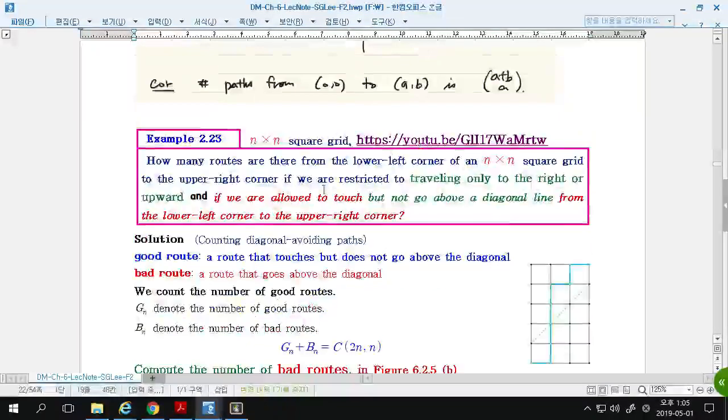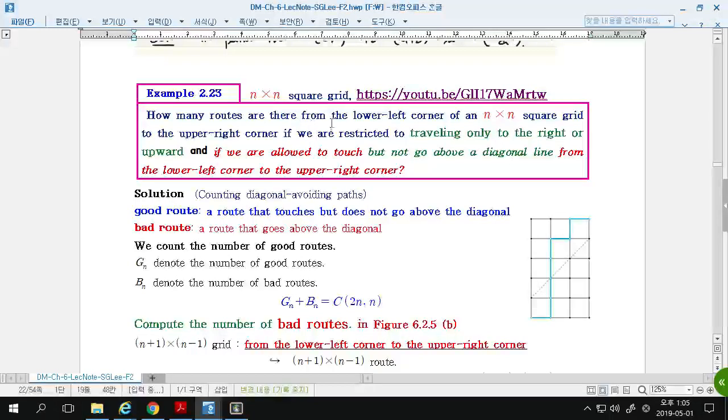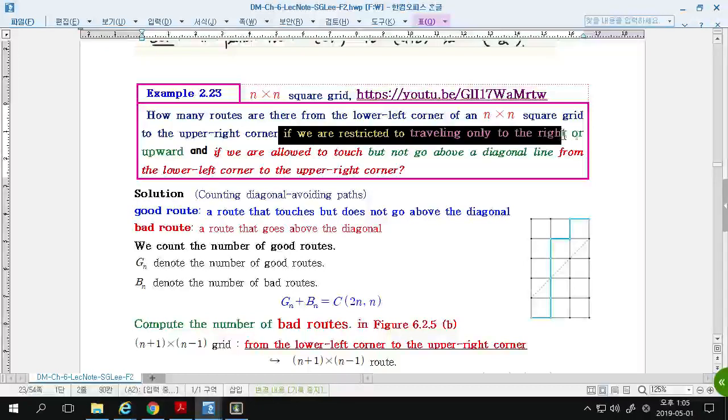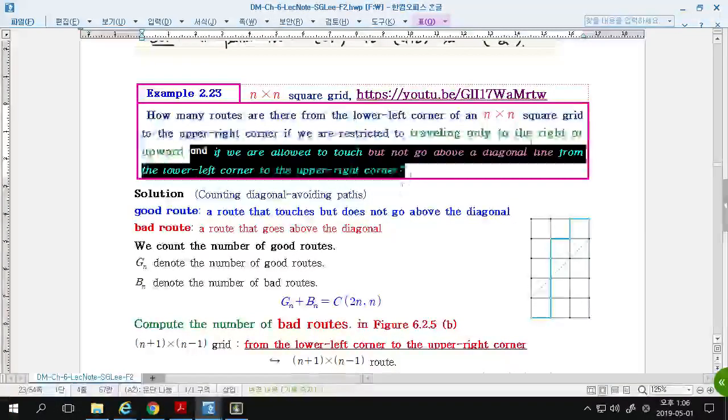Okay, with that observation, this is a real problem. This is a motivation for the Catalan number. In an n by n square grid, how many routes are there from the lower left corner of the n by n square grid to the upper right corner, if we are restricted to traveling only to the right or upward? And this is one more restriction. We are allowed to touch, but not go above, a diagonal line from the lower left corner to the upper right corner, from here to here. We should go from here to here, but shouldn't cross this line.